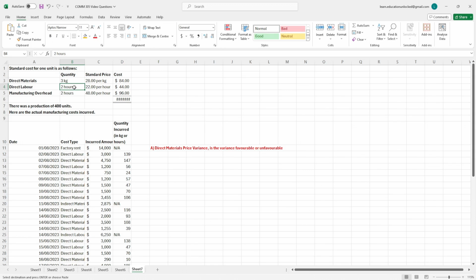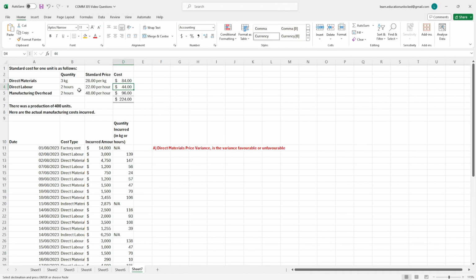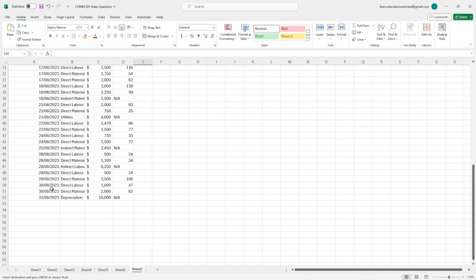Direct labor is 2 hours, the standard price for direct labor is $22 per hour, and the cost is $44. Manufacturing overhead is 2 hours at $48 per hour, which is $96. So in total, that's $224. There was a production of 400 units, so that's the total units we're producing. Here are the actual manufacturing costs incurred. In your exam, you might receive a bunch of data like this.